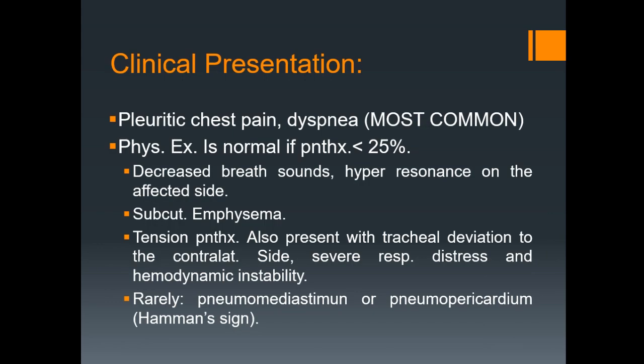Now, what is the clinical presentation? Immediately you have pain, pleuritic in type, and dyspnea is more common. On physical examination, if the pneumothorax is only a 25% collapse of the lung, the patient clinically has no signs and symptoms. In these cases, we can treat it conservatively by only observation of this patient for 2 to 4 weeks.